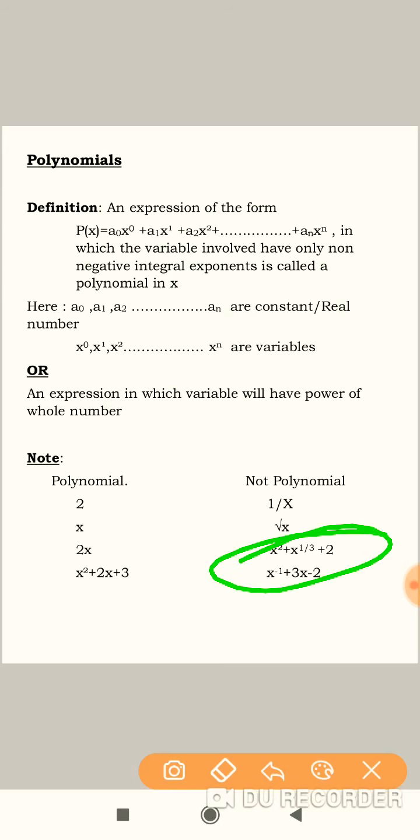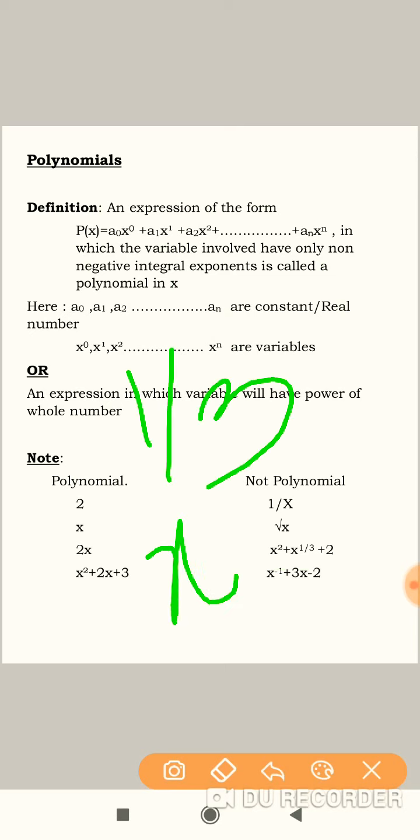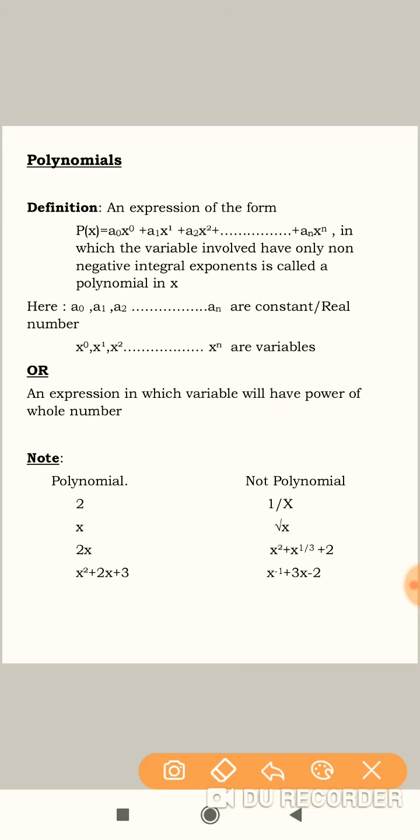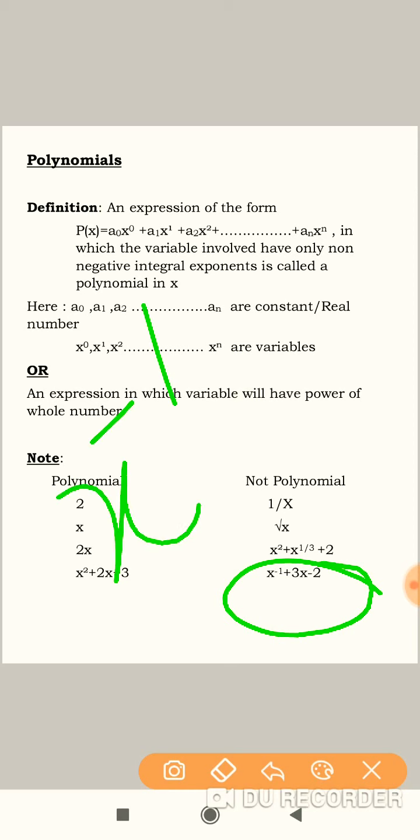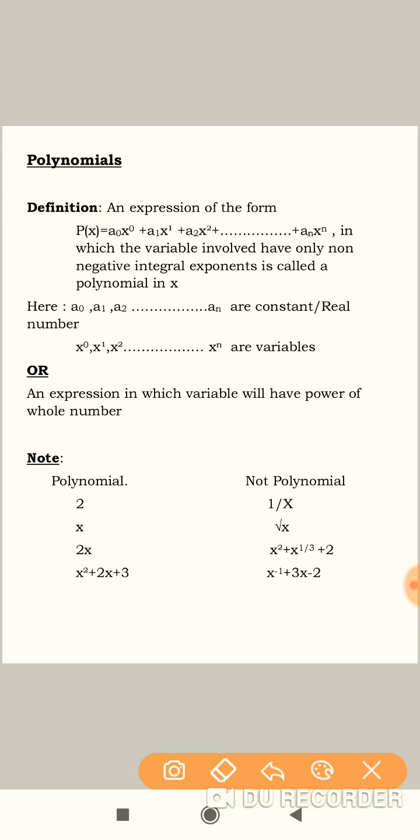Third example, x raised to 2 plus x raised to 1 by 3 plus 2. Here the power 1 by 3 is again a fraction, therefore it cannot be called as a polynomial. The final example is x raised to minus 1 plus 3x minus 2. Here the variable power is minus 1, which cannot be negative, therefore again it's not a polynomial.